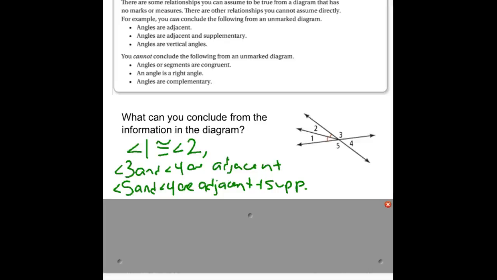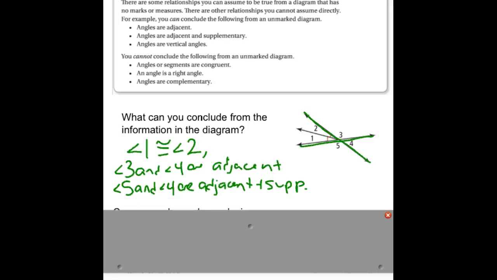You can also assume that angles are vertical angles. So if I'm looking, it looks to me like angle 3 and angle 5, I can trace those rays, make a pair of opposite rays, and say that those are vertical angles. I can say angle 3 and angle 5 are vertical angles. So those are all true statements I can make from this diagram.